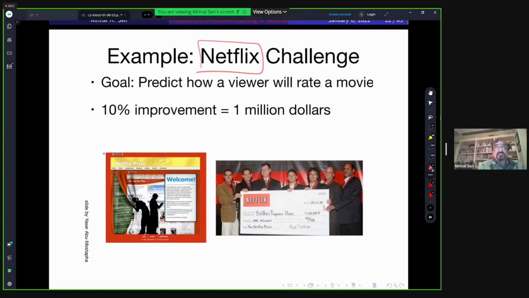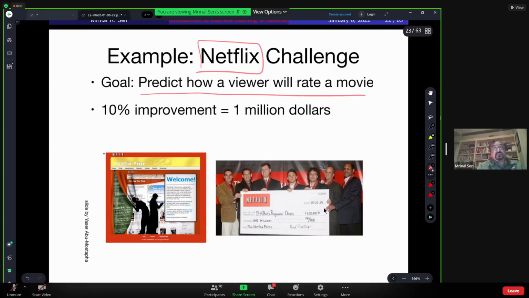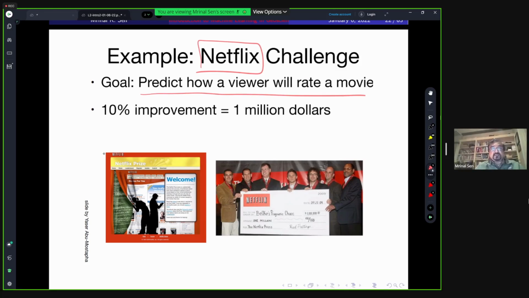So this challenge is just to predict how a viewer will rate a movie, right? When you choose a movie, it comes up with something called, I think it's called IMDb rating or something like that. And how a viewer will rate a movie is very important because that's what is used in making suggestions to you as to what movies you want to watch. And if you can improve on the prediction of rating a movie, just a 10% improvement can basically fetch the company $1 million, because then their membership goes up, because members are happy when they get to watch movies that are highly rated. Okay.